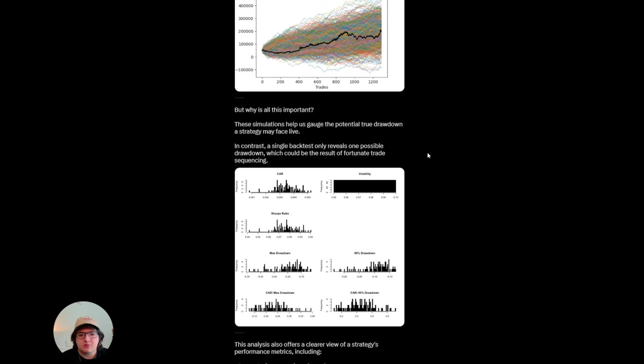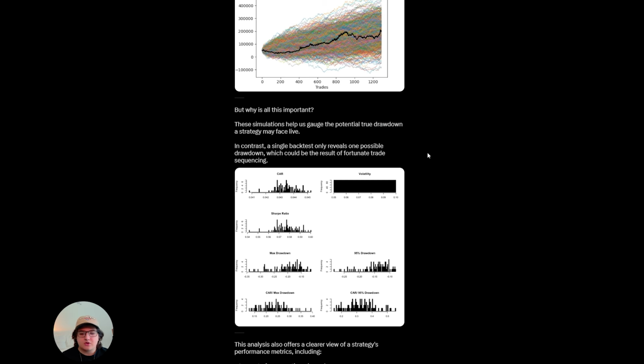In contrast, a single backtest only reveals one possible drawdown, which could be the result of a fortunate trade sequencing. I think this holds so much strength when you're doing backtesting, because a lot of times, that first run on that historical data, yes, that's great to see, but in reality, when you take a strategy live, you're never going to know what the next trade is, and you never know the sequencing of those trades.